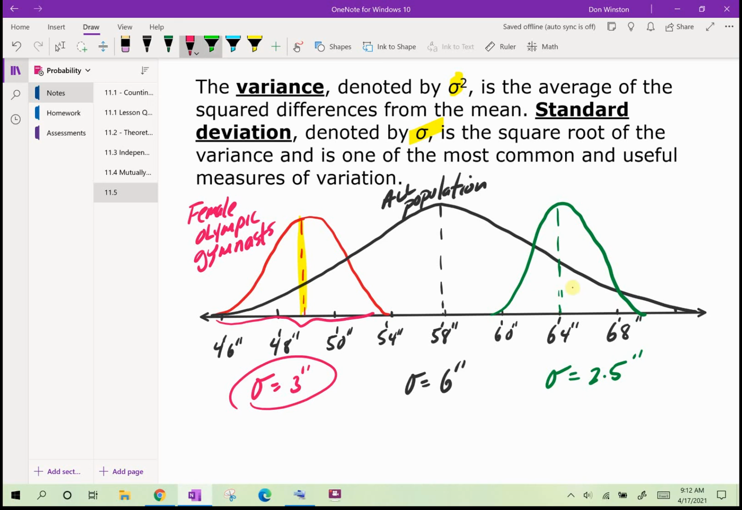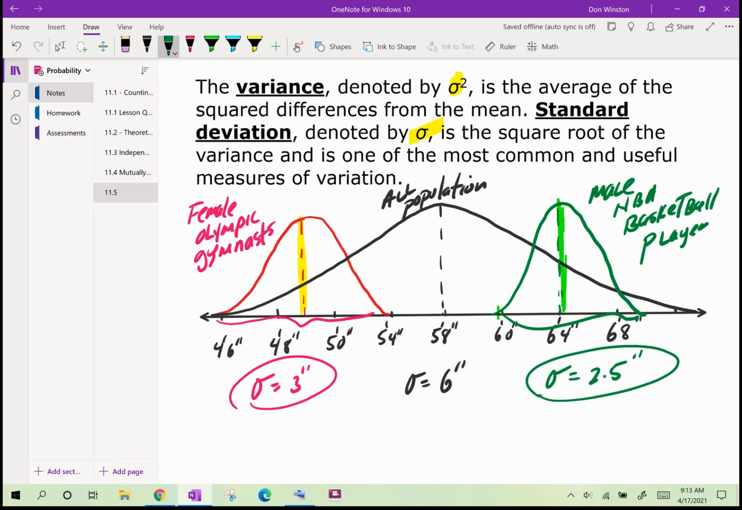Now let's take a look at, I forgot to label this, male NBA basketball players. They're pretty tall, so let's say their average height is about 6 feet 4 inches. But again, the spread in their height wouldn't be very large. It may go from 6 feet to 6 feet 8 inches, and I'm sure there are some even taller than that. Let's say their standard deviation is 2.5 inches.